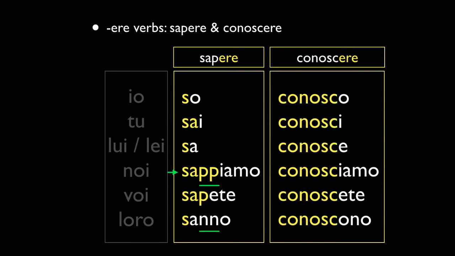And then there's conoscere, which is to know as well, and this is totally regular. You just chop off that ERE and add the typical o, i, e, iamo, ete, ono endings of the second conjugation, or the ERE conjugation endings in the present tense.